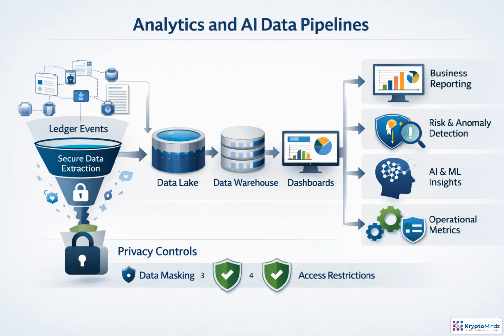Ledger events become useful when they are extracted with a clear purpose. Start by selecting the minimum data needed for a report, dashboard, or model. Then mask sensitive fields, apply access rules, and move trusted data into lakes or warehouses. From there, teams can produce operational metrics, reconciliation views, and business reporting. AI models can also flag unusual patterns, fraud indicators, or process bottlenecks. The goal is intelligence without expanding privacy risk.